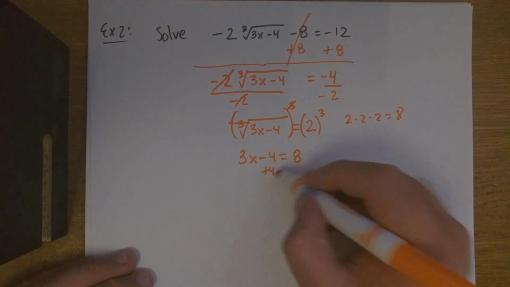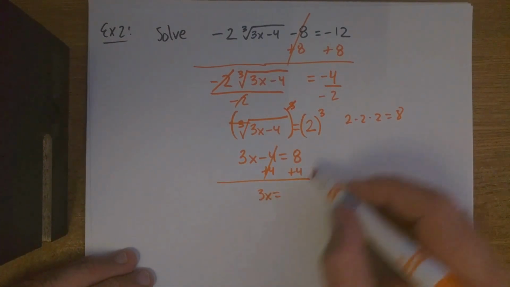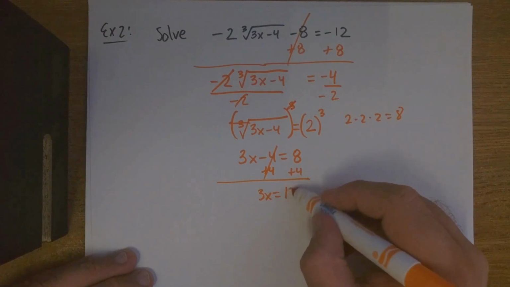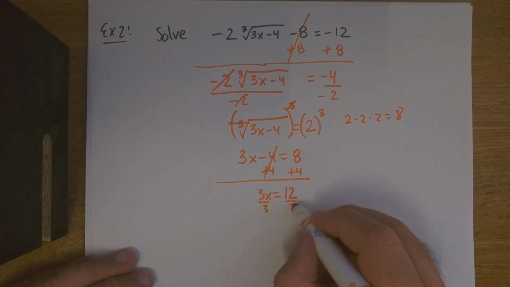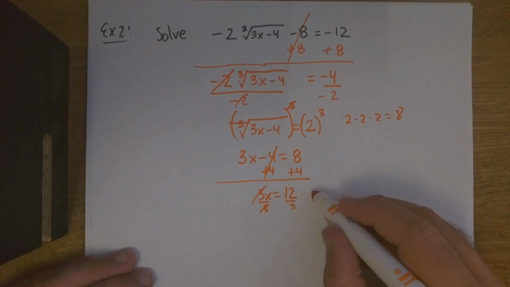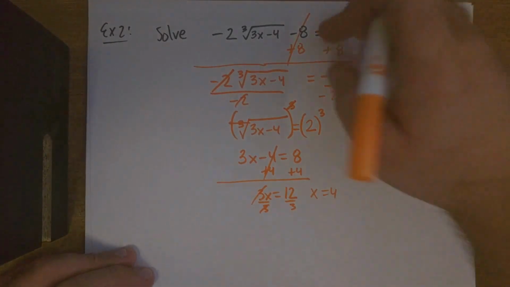Add 4 to both sides. 3x equals 8 plus 4, which is 12. Last step, easy, is divide by 3, and x equals 4. I'm not going to circle it yet, because what you do is then you go back and check it.